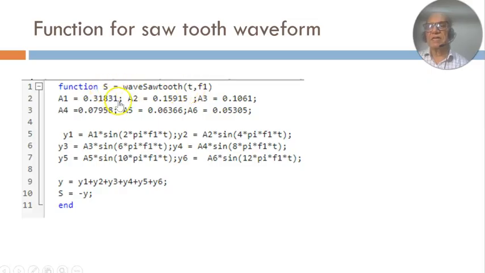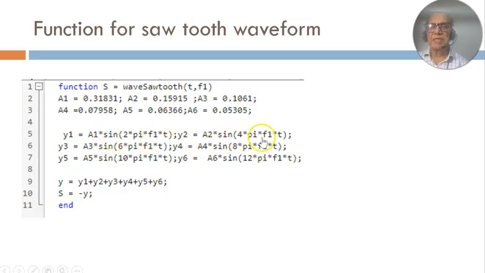But right now we are just studying this function itself. So you define all your constants a1 that we have already seen. Remember, all these are negative, so we will put the negative at the end. So y1 you calculate by using a1, so a1 sine of 2 pi f1t. So this is your fundamental component.